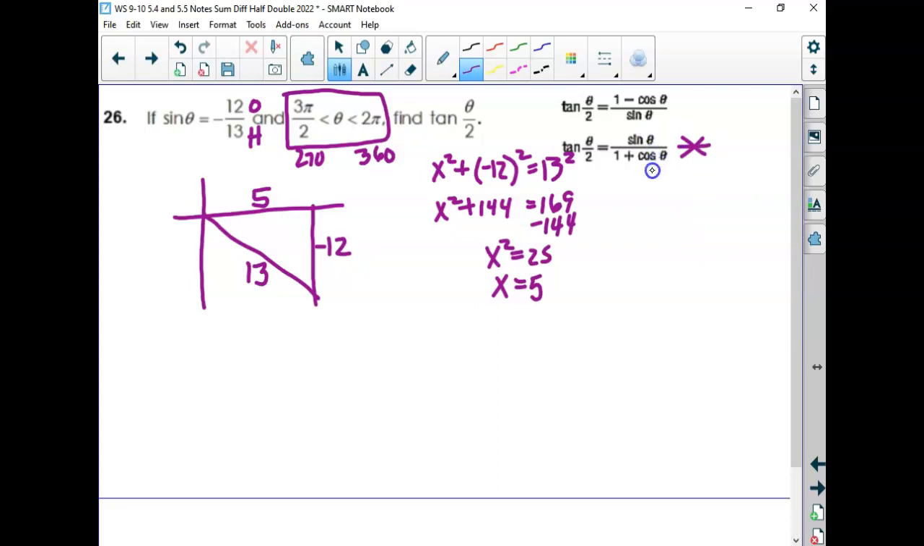So it says we're going to need the sine and cosine. So before we start, can we just write those over here? The sine is negative 12/13. They told us that at the beginning up here, right? And the cosine we figured out was 5/13.